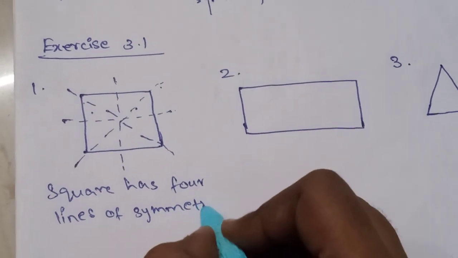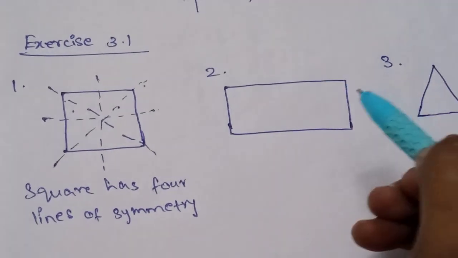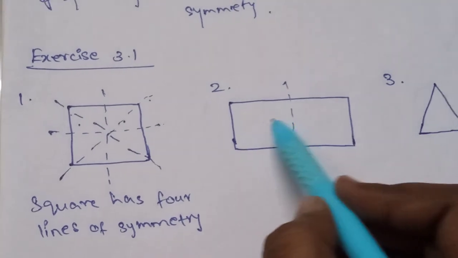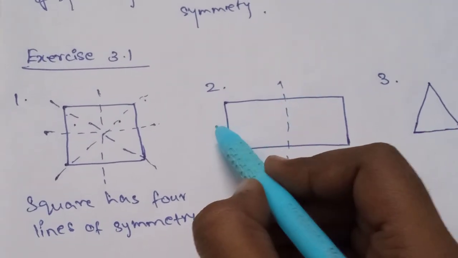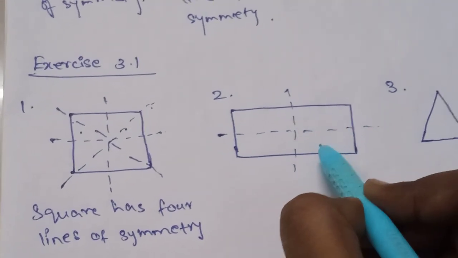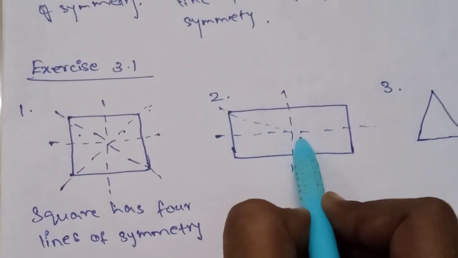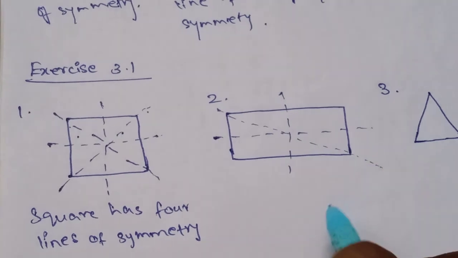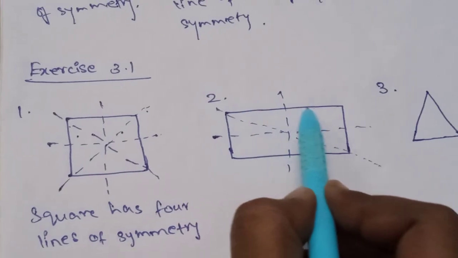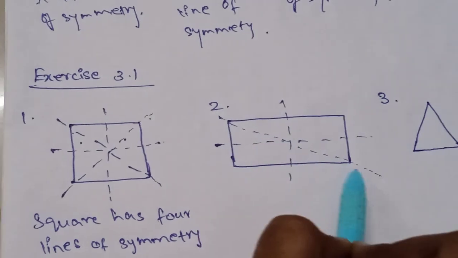Okay, second one, rectangle. Let's see how we can draw symmetrical lines for a rectangle. First we divide it in the center. So this side and this side are equal. Then we divide it this way, so top and bottom are equal. Then if we draw it in this way, it is not equal, because this side is lengthy and this side is short, but in this one it is reversed, so this is not possible.